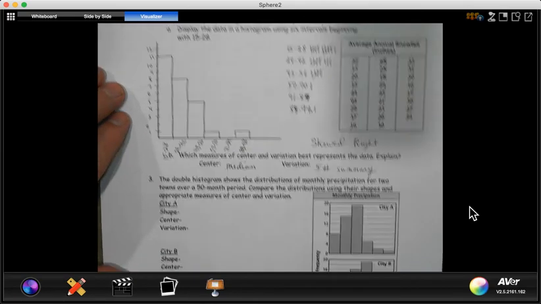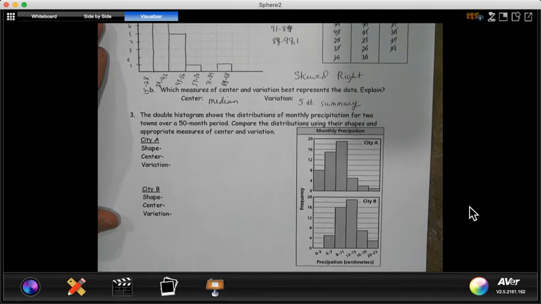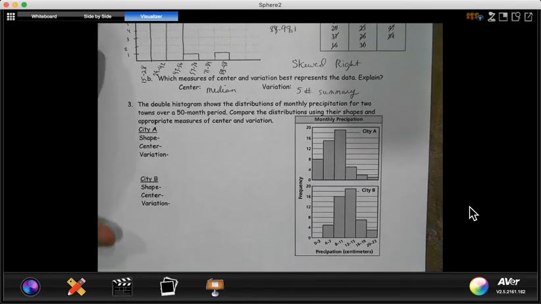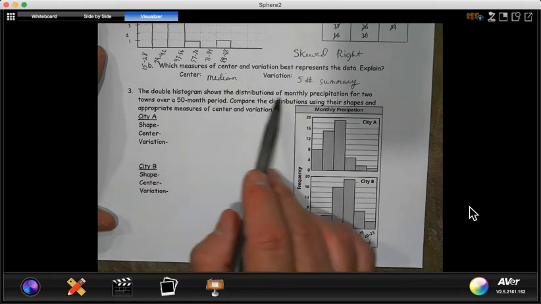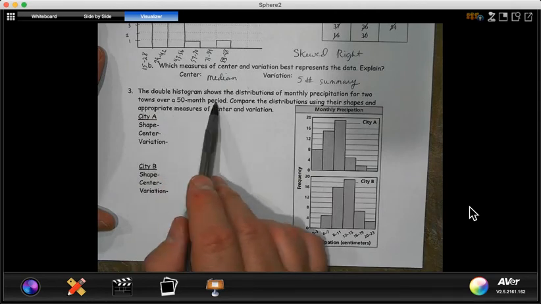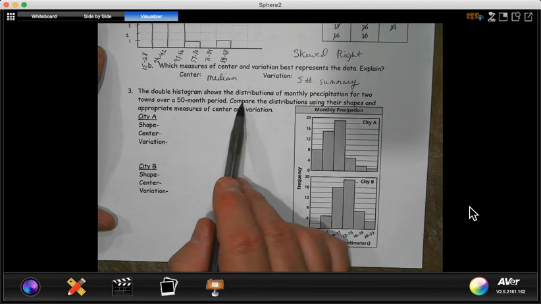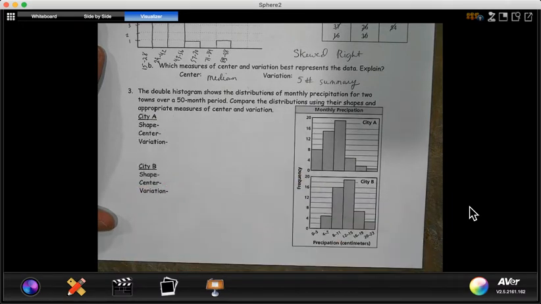So that's how you make a histogram. How do you read them? Well, you read them the same way that you make them. The double histogram shows the distributions of monthly precipitation for 2 towns over a 50-month period. So 50 months were calculated. Compare the distributions using their shapes and appropriate measures of center and variation.